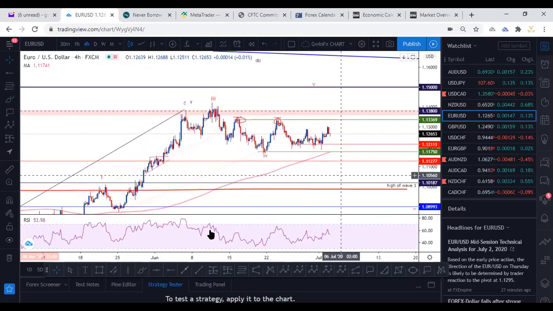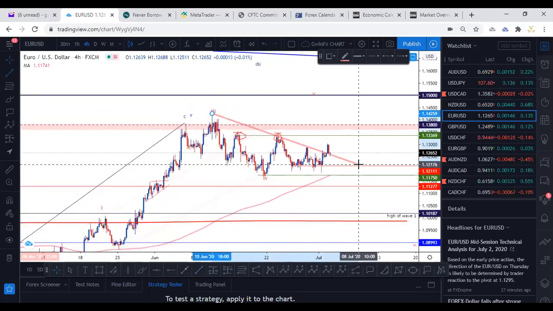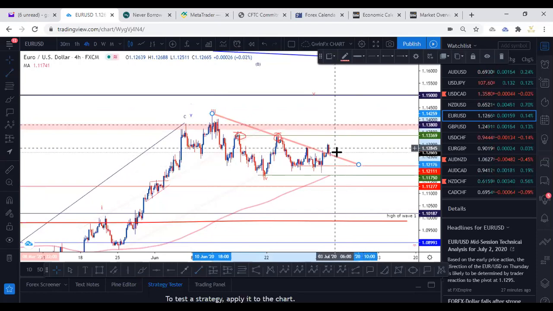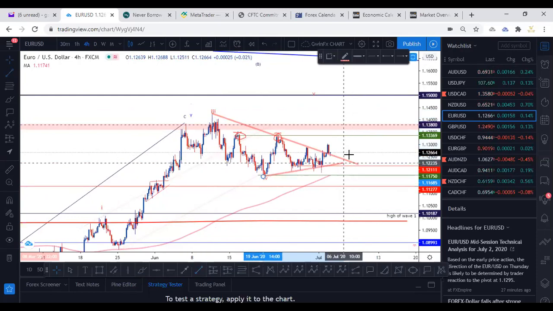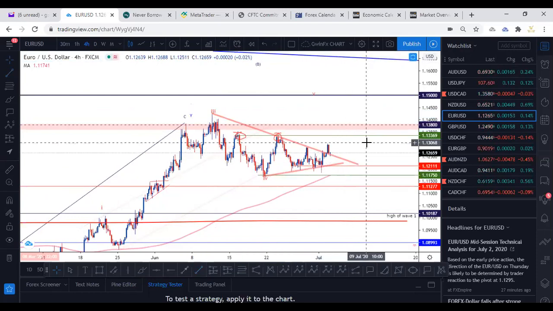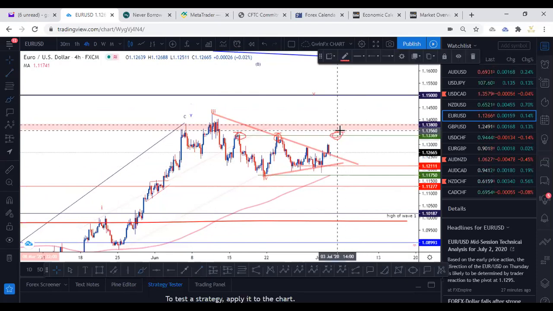Let's try drawing it, and we have a breakout. So I think it's too early. I'll just leave it, too early. I don't want to see price coming to reject here and then dropping back down. So it's definitely too early.